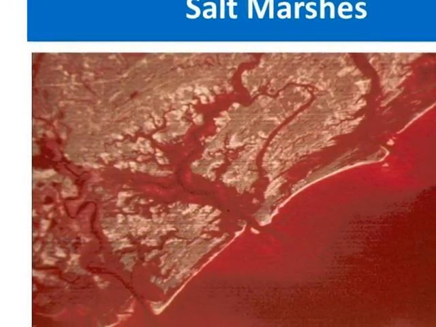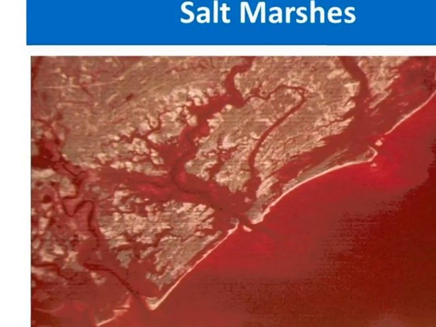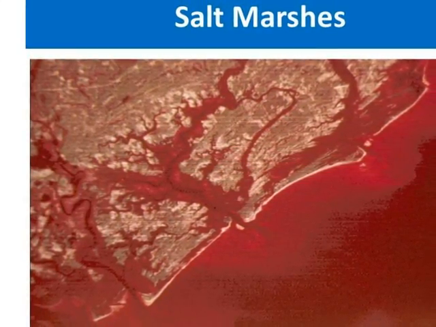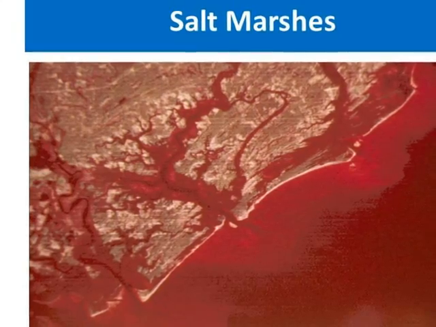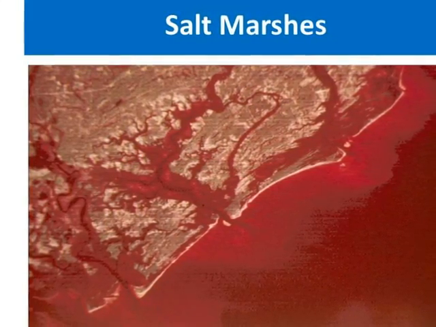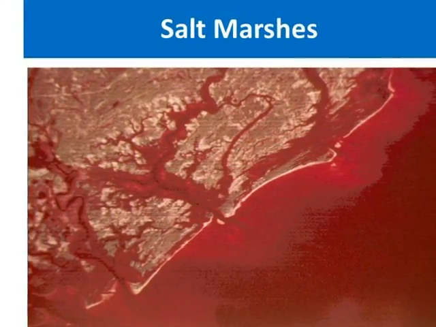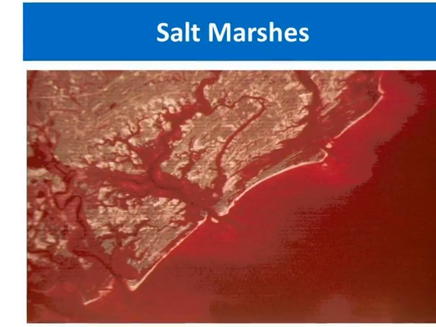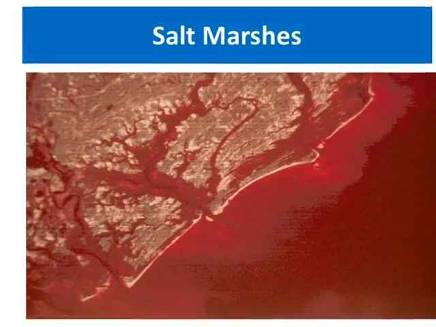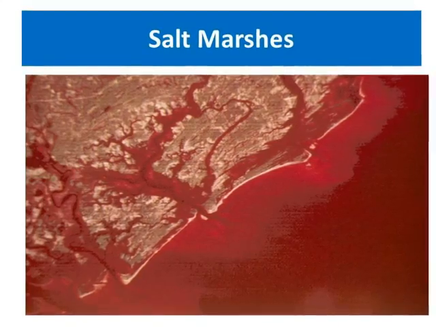Another major biome are salt marshes. This happens to be a slide of salt marshes here along the South Carolina coast, and as you can see, we have quite extensive salt marsh areas in this region.